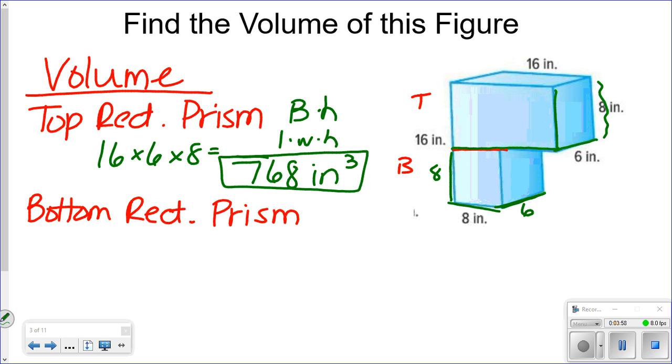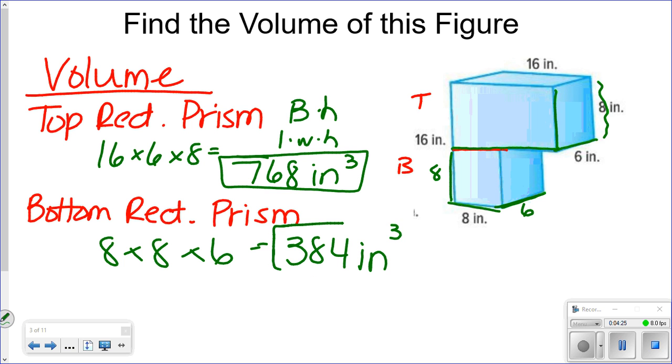So how would you see it if it wasn't 6? Well, we're always going to give you all the dimensions. So 8 times 6 times 8 is 384 inches squared. Cubed, I'm sorry, inches cubed.